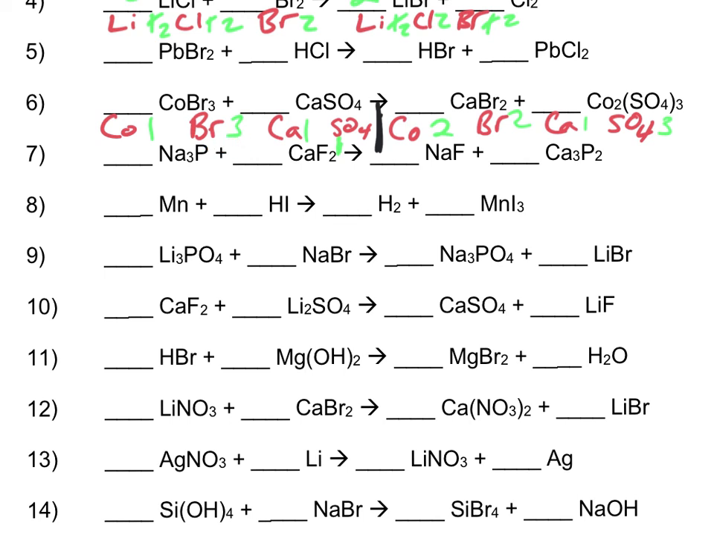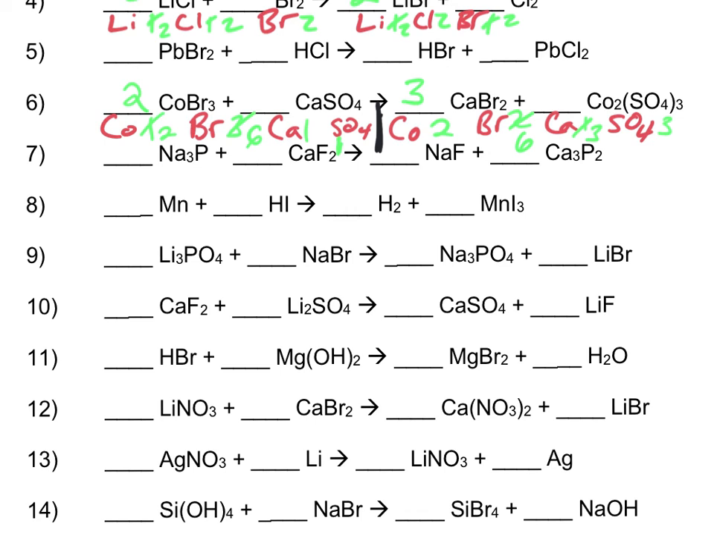I've got 3 here and 2 here, so I am going to fix this first. So now I have 2 cobalts and 6 bromines. And then to turn that into 6 bromines, I'm going to put a 3. And now I've got 6 bromines and 3 calciums. Okay, bromine is balanced. Not much else is.